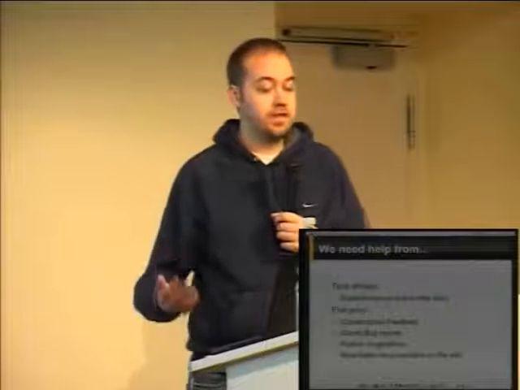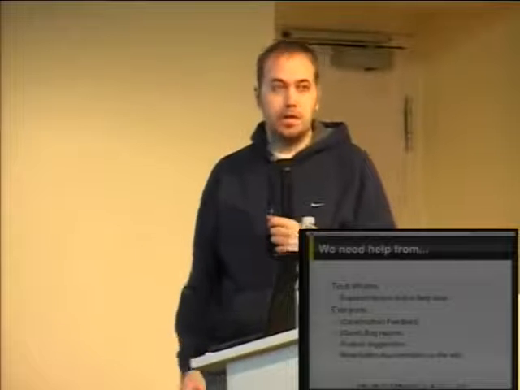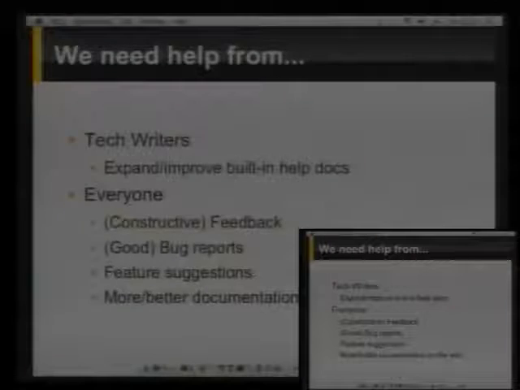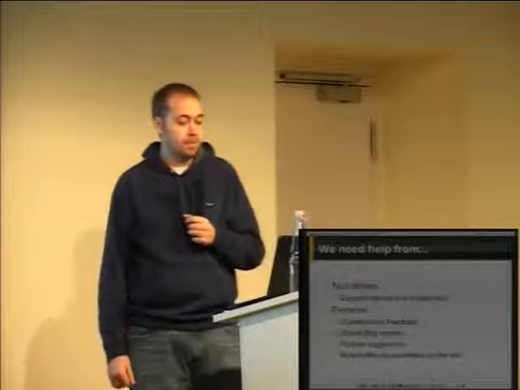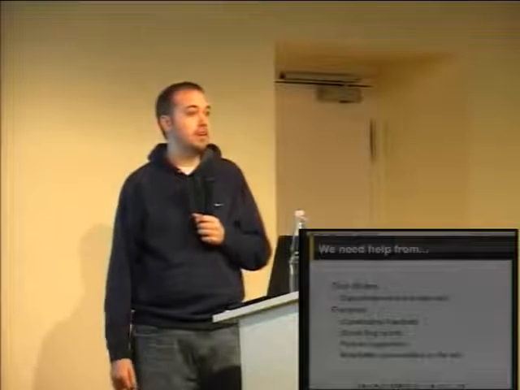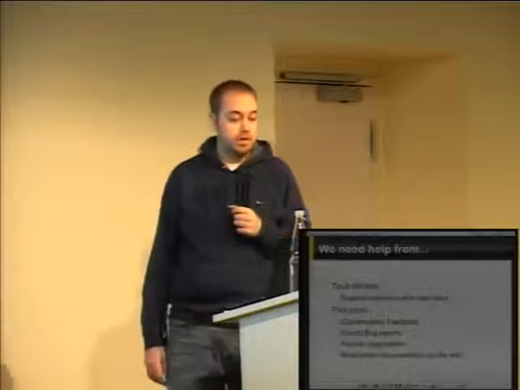And of course, we need everything that every open source project needs, like some constructive feedback. If you want to say Vidalia's bloated crapware, that's fine, but something more helpful would be great. Good bug reports, those are always useful. Something better than it doesn't work. Feature suggestions, I'm sure you have ideas that I haven't listed up here and maybe aren't on our to-do, so if you want to let me know about those, I'd be happy to hear about them.